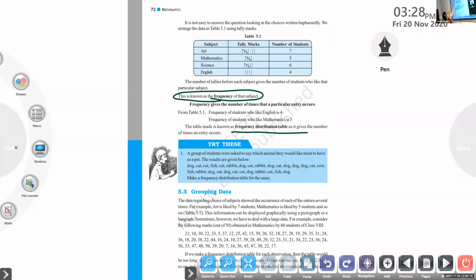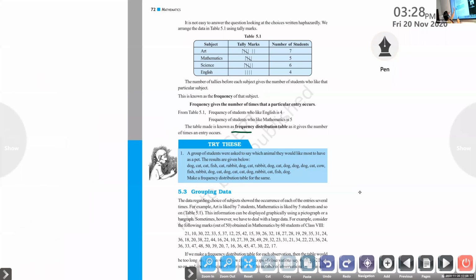See, okay, here itself I will show you. See, children, here are some subjects: art, mathematics, science, English. Some subjects are there, and we are putting tally marks. I think you have studied putting tally marks last year, isn't it? Yes, ma'am. Okay, so art means these are some students who like these subjects.